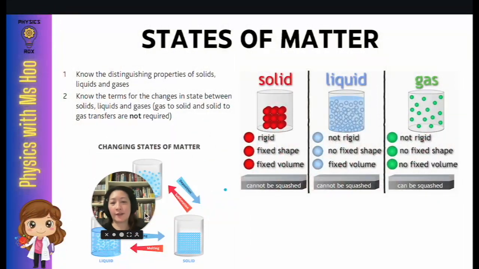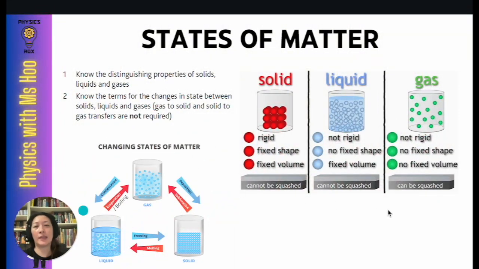So first things first, you need to know about the states of matter in terms of solids, liquids, and gases. Knowing about the states of matter is really basic science. It's something that you should have already learned way back in primary. But this basic is also included in IGCSE just to make sure that you have your foundation, and you need to be able to explain the properties of the solids, liquids, and gases based on scientific understanding.